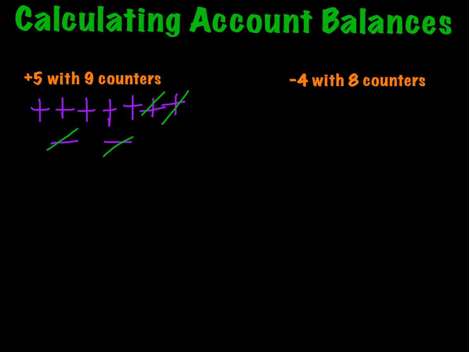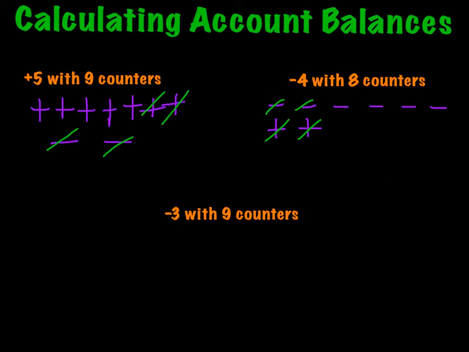Next, let's look at representing negative 4 using 8 counters. In this case, I am going to use 6 negative counters and 2 positive counters. Again, you can see how 2 of my positive counters will counterbalance 2 of my negative counters, and I am left with 4 negatives. 1, 2, 3, 4, or negative 4.